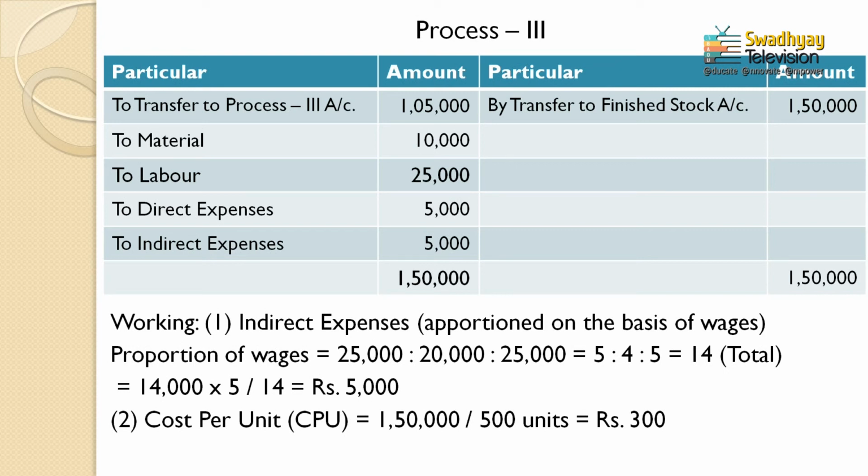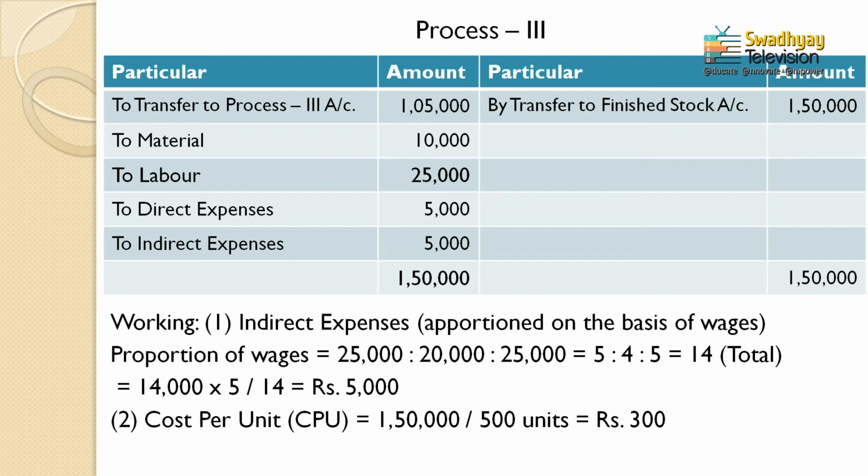And indirect expenses we find out in the same way as we did for the last two processes also. According to the proportion, it has to be distributed to the indirect expense of the process 3 account. We distributed on the basis of the proportion of 5 by 14, and that is 5,000 rupees, which is recorded in the process 3 account debit side, indirect expense rupees 5,000.